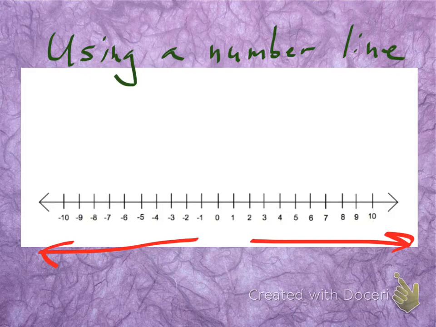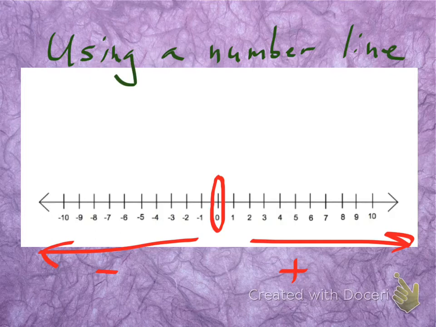You'll notice that 0 is right in the middle. 0 is neither positive nor negative. It has no sign. It's neutral. You can think of it like the Switzerland of numbers. And then over here you have all the positive numbers, and over here on the left you have all the negative numbers. When we use a number line, it's pretty straightforward.